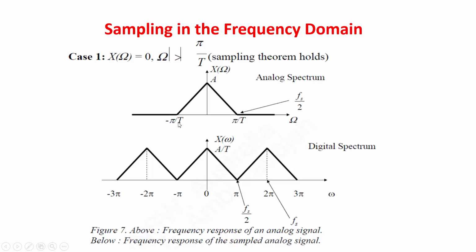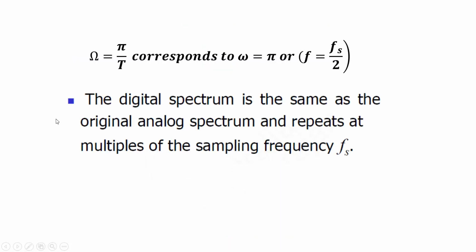Now, minus pi by capital T in the analog spectrum is equivalent to minus pi in the digital spectrum. Pi by capital T in the analog spectrum is equal to pi in the digital spectrum. So the digital spectrum will vary from minus pi to pi, and further it will repeat with a period of 2 pi. All right. So this is the frequency response of an analog signal, and the curve below is the frequency response of the sampled analog signal. That's what I have already explained.